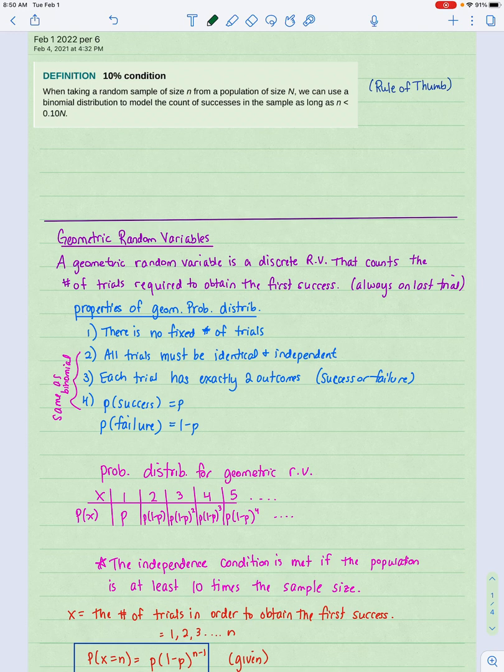Okay, so what that means is if the independence isn't met by the normal ways, this is actually a way to show independence. So basically, as long as your sample size is big enough, each trial doesn't really have to be independent. We consider it to be independent if this 10% condition is met. It's also sometimes called a rule of thumb. So you want the population to be at least 10 times the sample size. So that is something that you have to know.